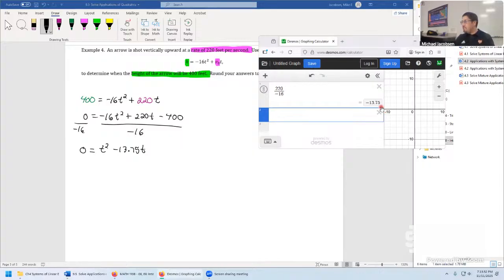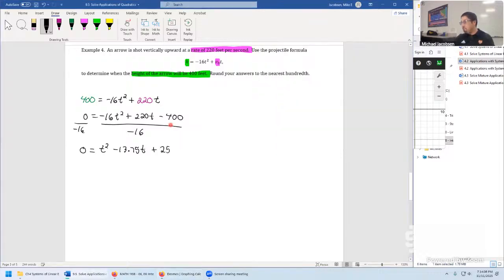It seems awkward, but the quadratic formula doesn't care if it's a decimal number. Fractions are a little bit more tedious, but we're going to round our answer, so we might as well just be okay with the decimal number. It'll give us a perfectly fine value. Next, take negative 400, divide that one by negative 16, and that one comes out as an even positive 25. So now this is our formula to solve. We have a, b, and c coefficients. A is 1, b is negative 13.75, and c equals 25 on this problem.